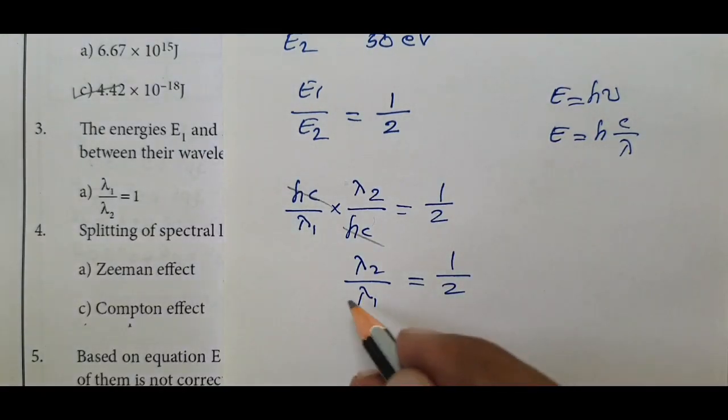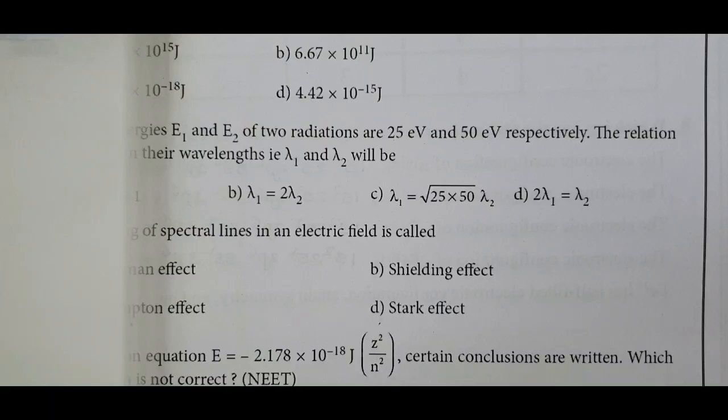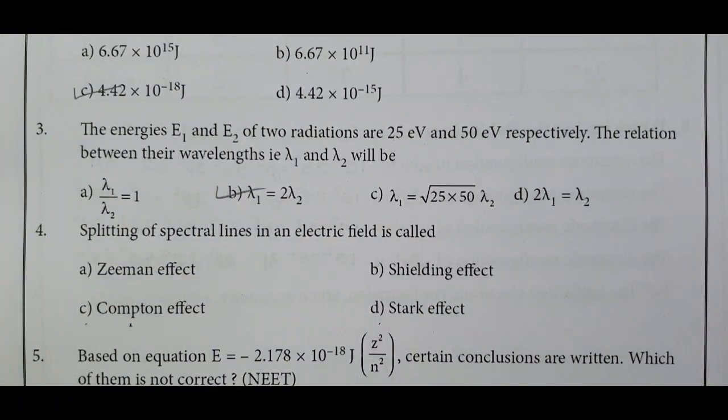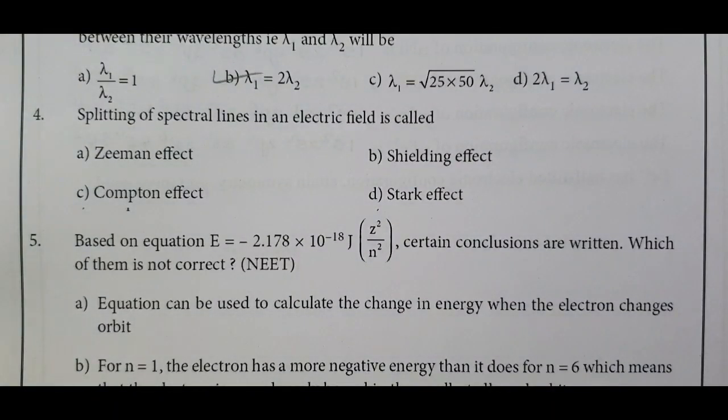On cross multiplication, we will get lambda 1 equals 2 into lambda 2. Answer B is correct. Come to question number 4.